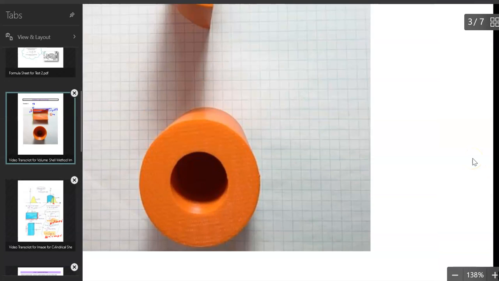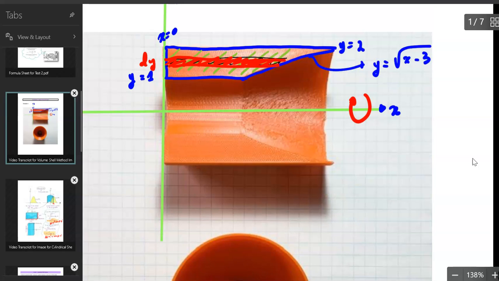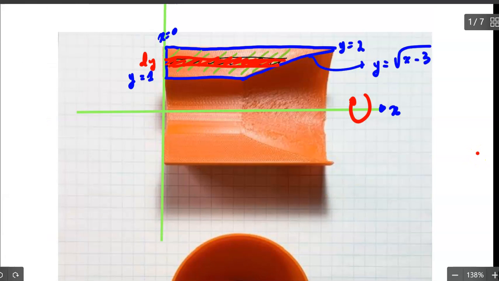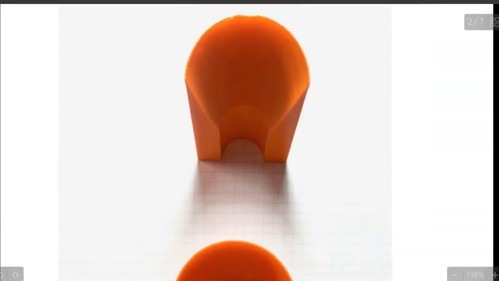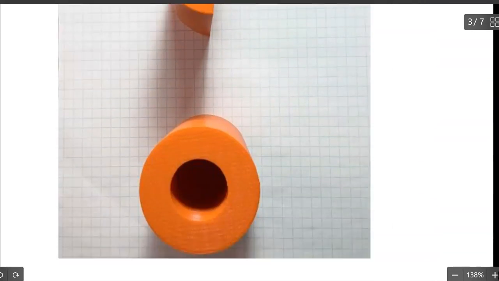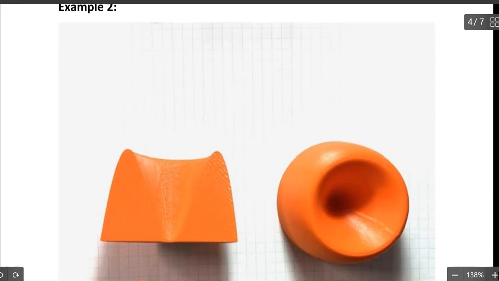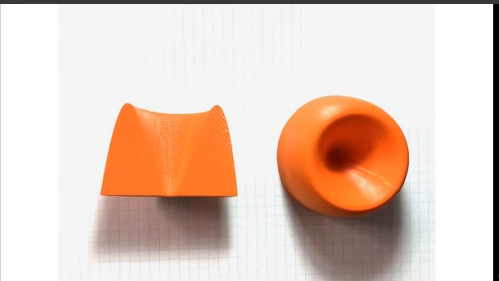Let's go back. This is the 3D image for our example number 1 for this lesson, the shell method, and we mentioned that already. And for example number 2, this is the 3D image for that. So this is our shape right here.